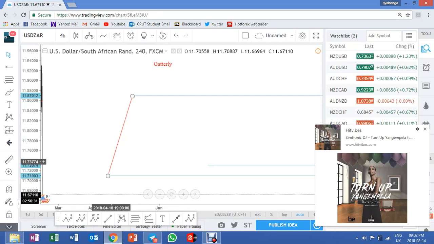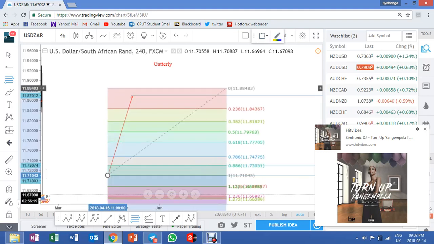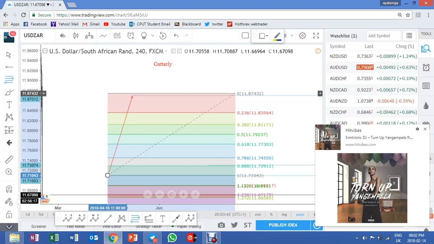So this is your leg XA. This is your X and this is your A. We're now drawing the Gartley pattern. So you click on your Fibonacci retracement tool. There we go. You extend from your X to your A.